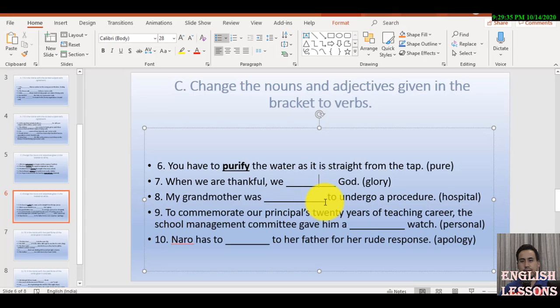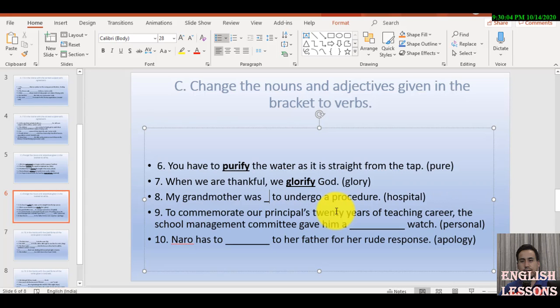Let's look at this question number 7. When we are thankful, we dash God. The answer will be we glorify God. Glorify. When we are thankful, we glorify God. When we are not thankful, we don't glorify God.